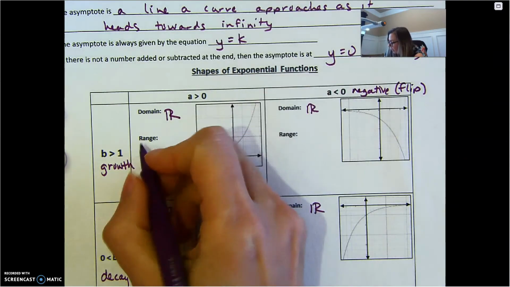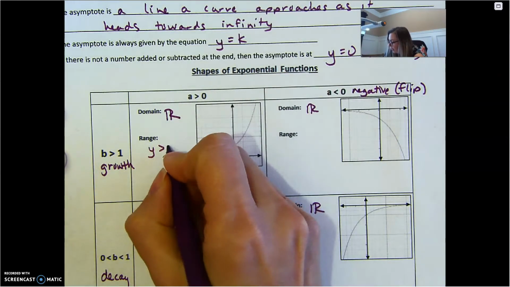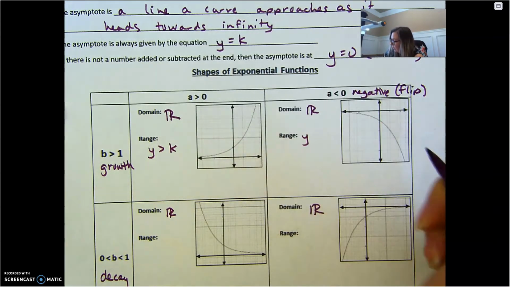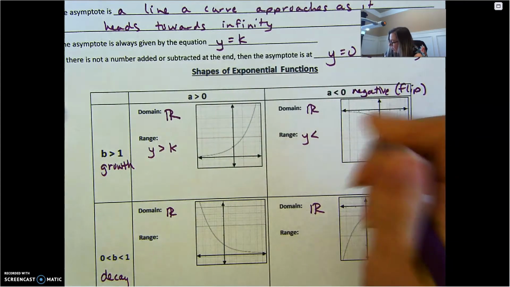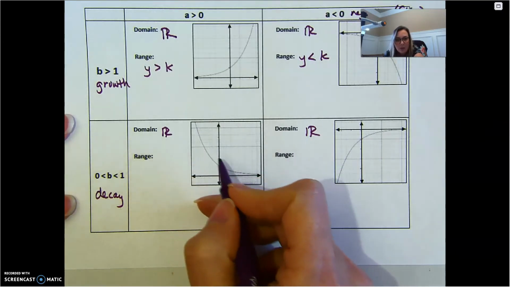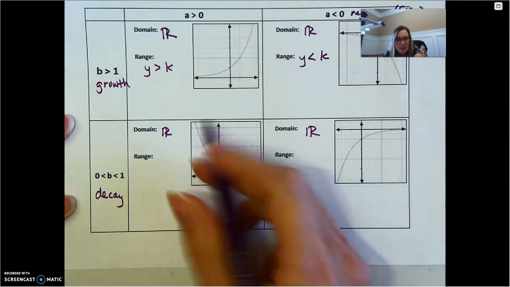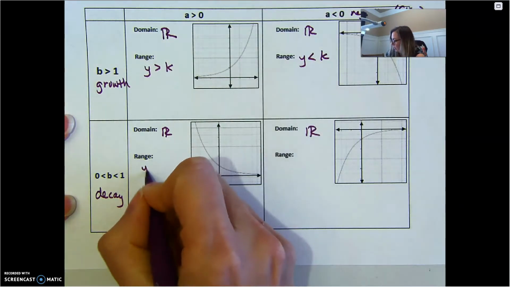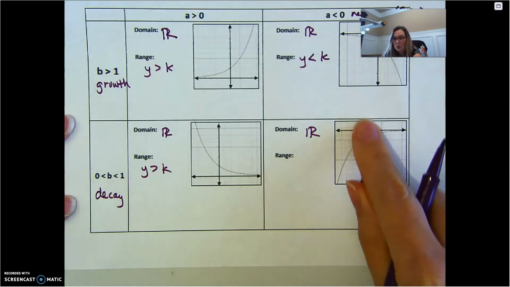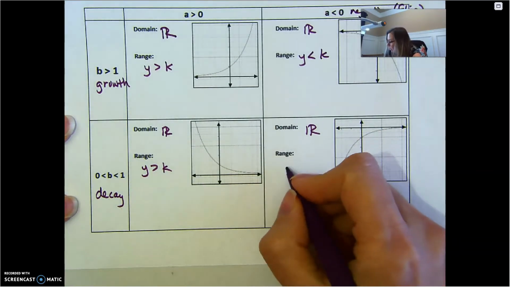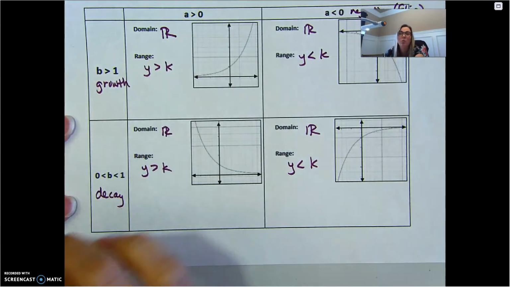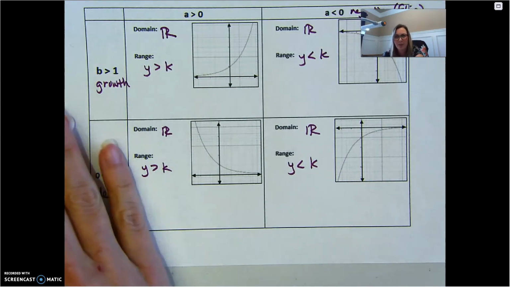If it is growing, then that means your range is greater than the asymptote k. If it's going down, you would say your range is less than whatever that k value is. On this one, it is technically going up on the y-axis, so we would say y is greater than whatever the asymptote k is. And for this one, it's going down, so this would be y less than k. Don't let that throw you. Again, I'm going to show you some real solid problems with numbers, and that should help it fall into place.